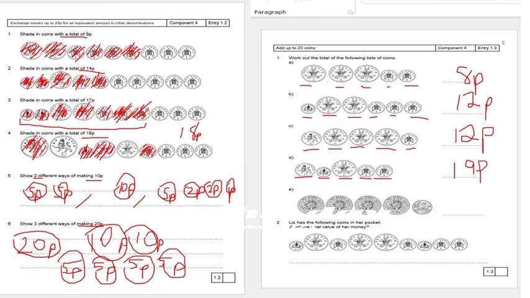This one is a bit trickier. That's actually a £2 coin. So £2, £4, £6, £8. That's a £1 coin. So it's a total of £9.